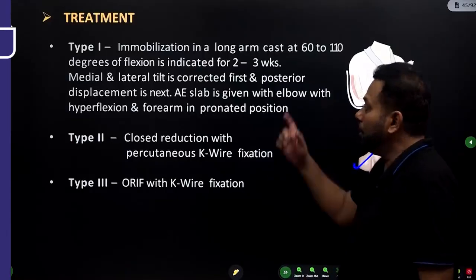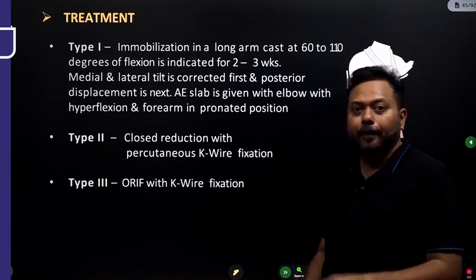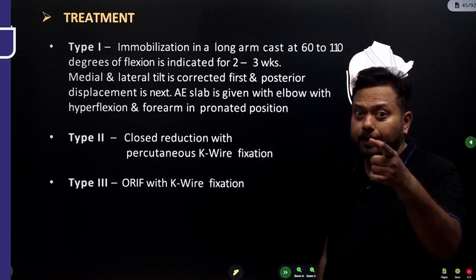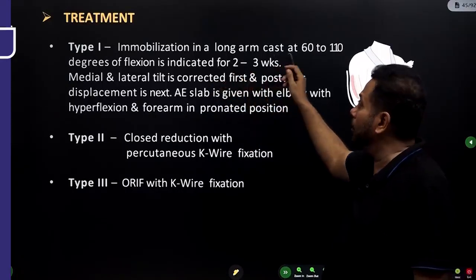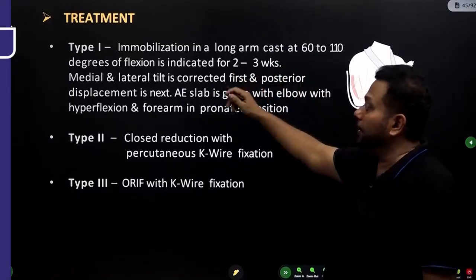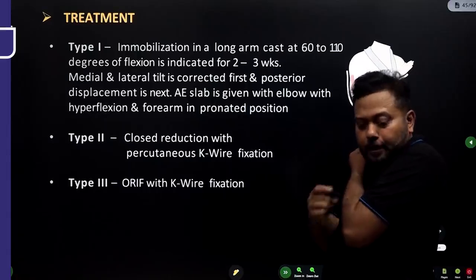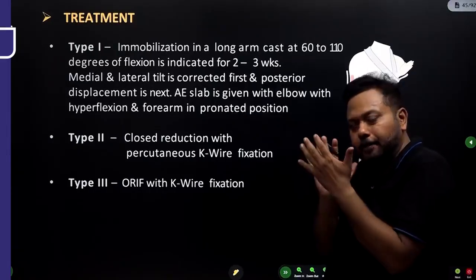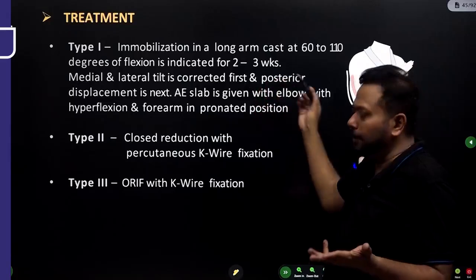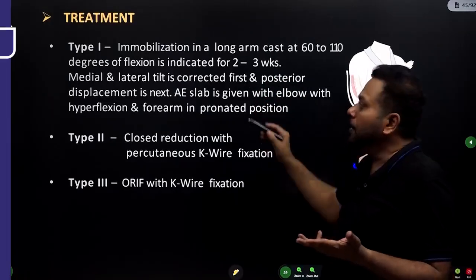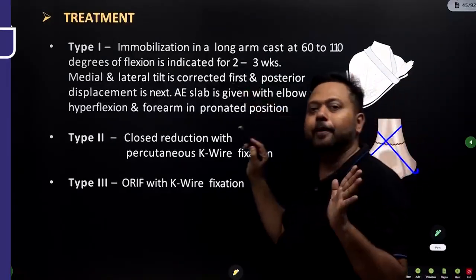Now coming to treatment, management of supracondylar fracture. Type 1 Gartland, I said, undisplaced. Treatment of choice is immobilization in a long arm cast at 60 to 100 degree flexion. When you hyperflex, the triceps will act like a splint. It will compress the fracture. The fracture will heal very neatly. It's indicated for 2 to 3 weeks. Okay. So, type 1 management is conservative.